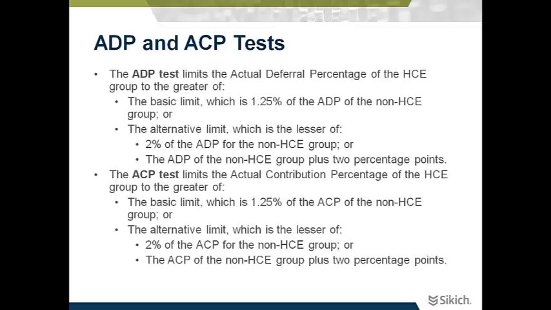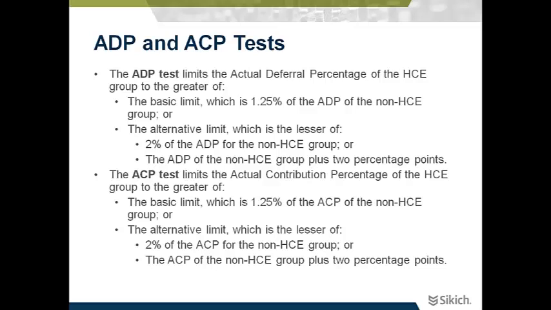And here we have an overview of the ADP and the ACP tests. Basically, the ADP test limits the actual deferral percentage of the highly compensated employee group to ensure that their level of deferrals is not excessively above the deferrals for the non-highly compensated group. And with the ACP tests, we're limiting the actual contribution percentage of the highly compensated employee group, to ensure that the level of contributions for the highly compensated group is not excessively above the level of contributions for the non-highly compensated group.